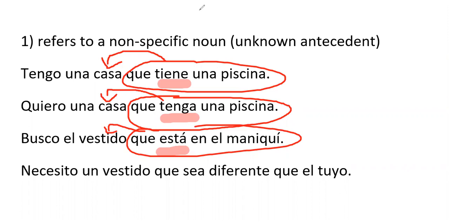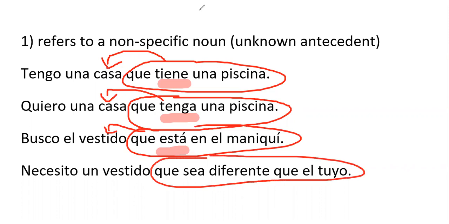Let's go to the next one. Necesito un vestido que sea diferente que el tuyo. I need a dress that is different than yours. So we're referring to the dress again, we're describing the dress, but we do this with the subjunctive because we're not talking about a specific dress. What dress is going to be different than yours? I don't know.